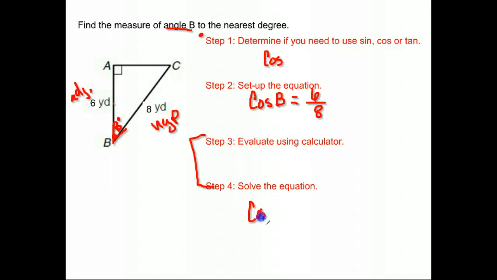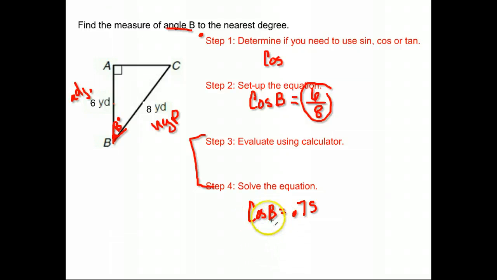Well, let's take a look at what we can simplify. Well, I could find the decimal for that. You take top divided by bottom. 6 divided by 8 is 0.75. So now I have the cosine of B is equal to 0.75. I need to get B by itself. I need to solve for that.